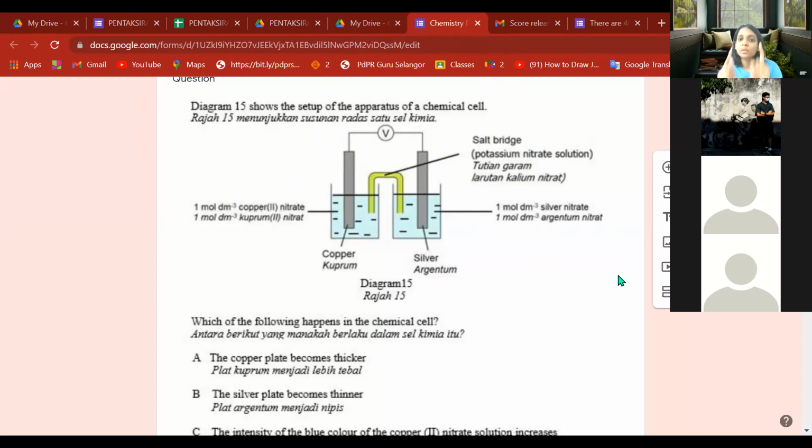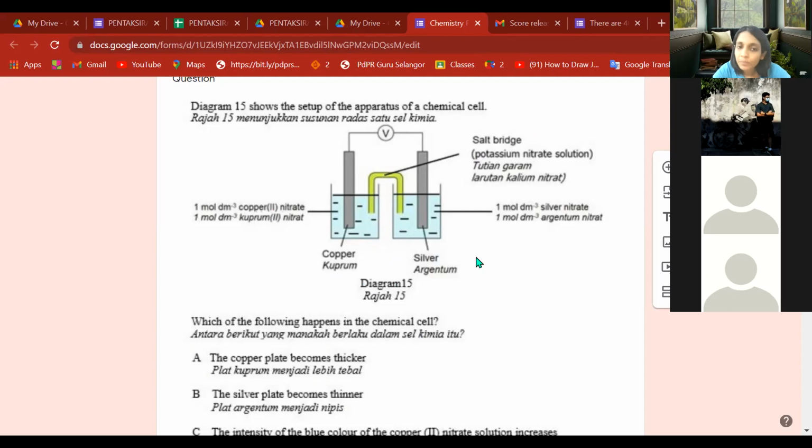Now, the first thing when you see a chemical cell question, a Chapter 1 question for Form 5, you must tell teacher already which one is my anode and which one is my cathode. Who can tell me in this question, which one is my anode, which one is my cathode? Anode is silver, cathode is copper. Okay, wrong already.